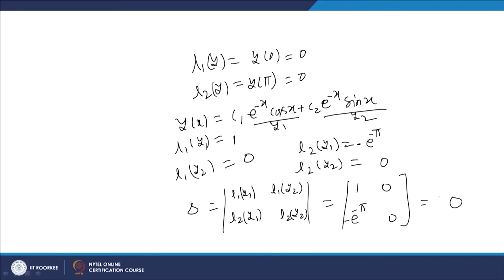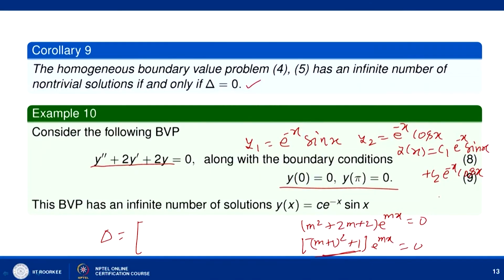So, it means that this delta is coming out to be 0. So our theory says that it has infinitely many solutions, and you can easily check that these infinitely many solutions are given by y(x) = c e^(-x) sin(x). How can you check that? This theorem simply says that it has infinitely many solutions.